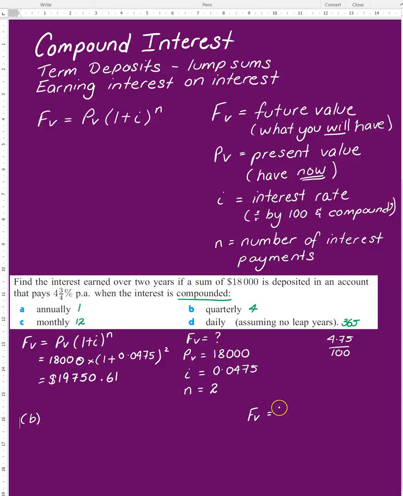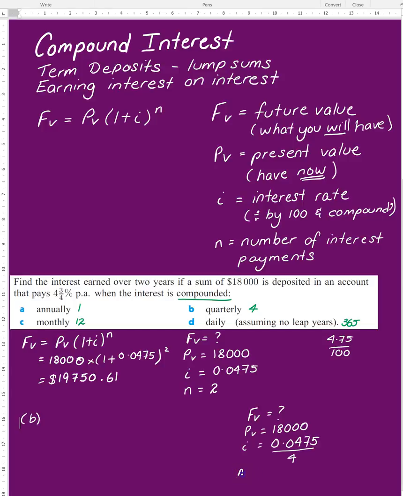So the future value, we're still wanting that. The present value has not changed, that is still 18,000. But this is where it changes. So your interest now, instead of just being 0.0475, remember that has come from 4 3/4, because it's being compounded quarterly, I have to divide that by 4. And I'm just going to leave it like that. I'm not going to go to the calculator just yet and round it off to a decimal. I'm going to do it all at once at the end.